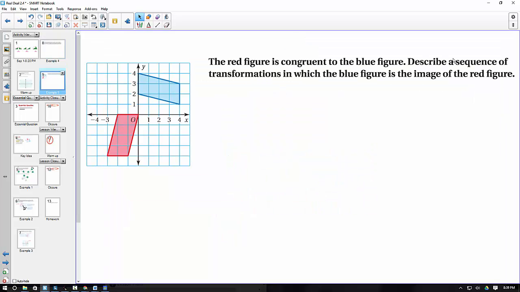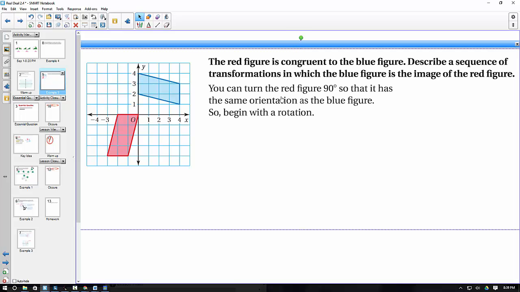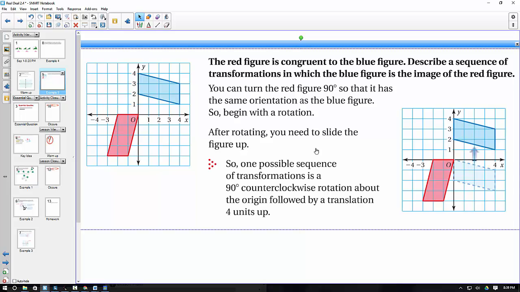For this one, it says, describe a sequence. Well, I have to do two things here. Number one, I have to rotate 90 degrees. So I'm going to rotate this entire thing on this axis, or on this point of 0. I want to put it 90 degrees, so it's up here, kind of going right here. And then I have to slide it up. And since this point will be down here, I have to go up 1, 2, 3, and 4 points up. So if I look here, 90 degrees. So after rotating this, slide the figure up.